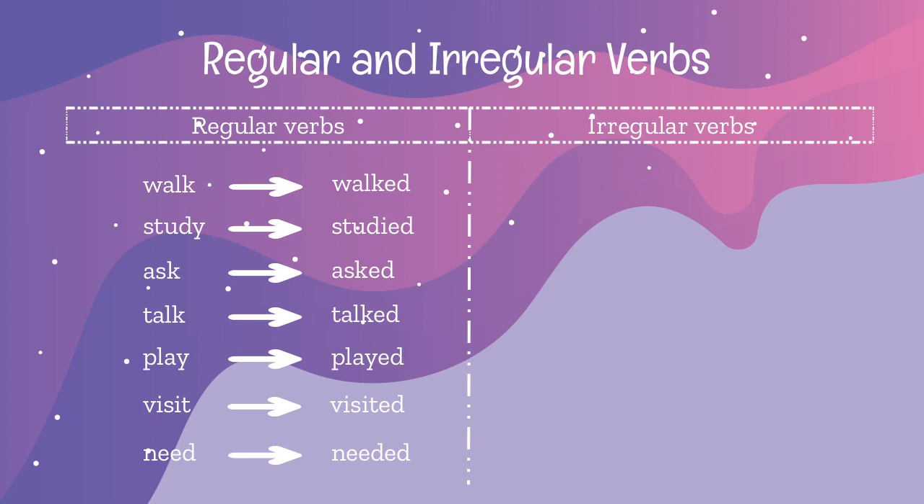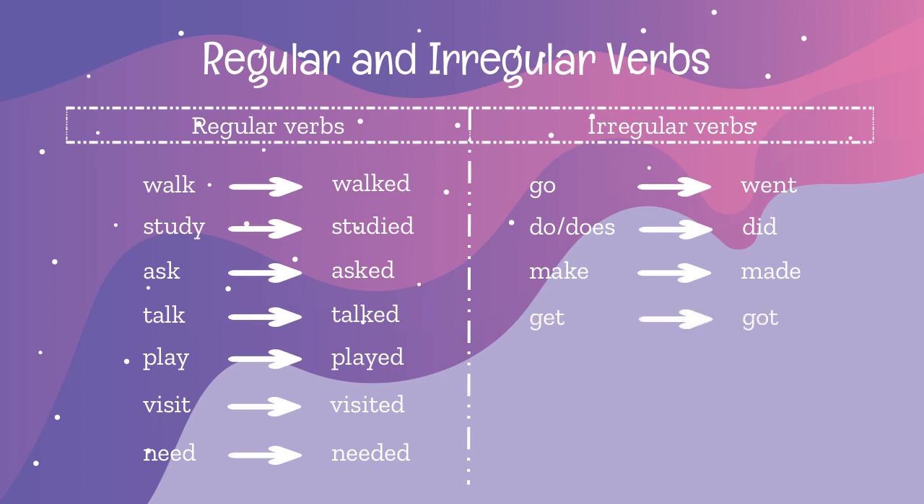Next are the irregular verbs. We have go becomes went. Do or does becomes did. Make becomes made. Get becomes got. Have or has becomes had. Is or am becomes was. And are becomes were. Yes. So go becomes went. Do not confuse it with when, W-H-E-N.